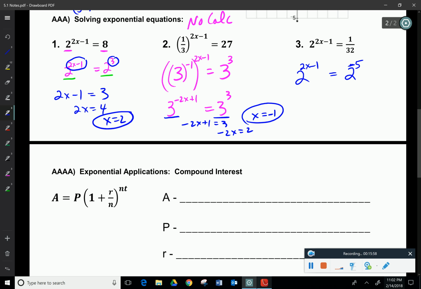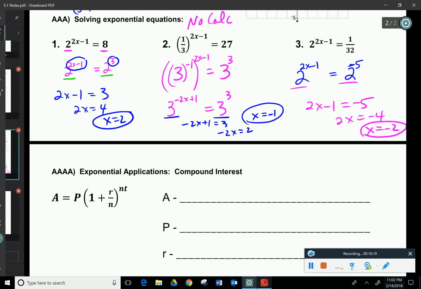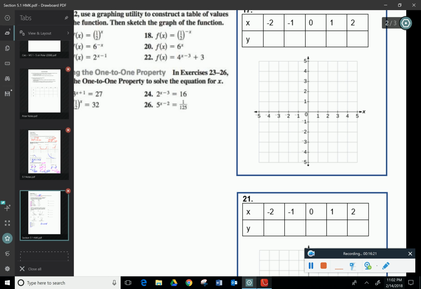So again, now I've got the same base, right? Both bases of 2. So I just look at the exponent. 2x minus 1 is supposed to equal -5. So let's see, if I add 1, I'm going to get -4. So x must be -2. Okay, so again, once you've kind of processed that, switch over to your notes.